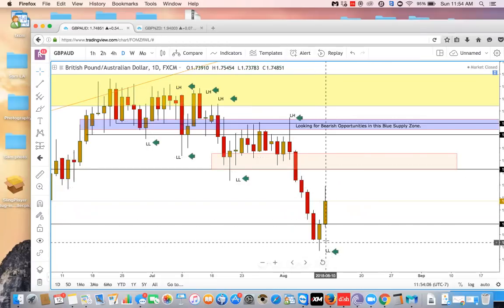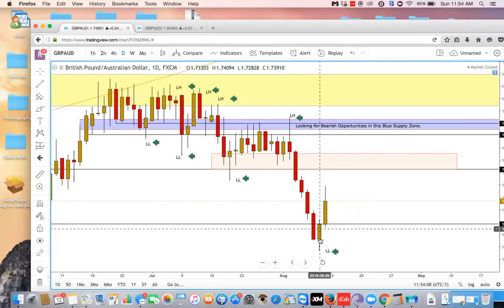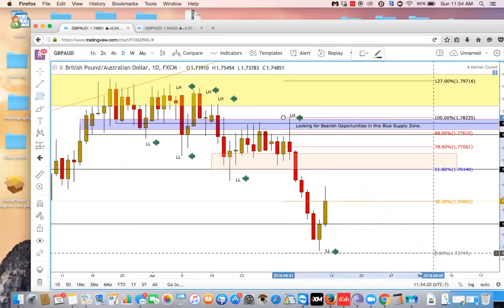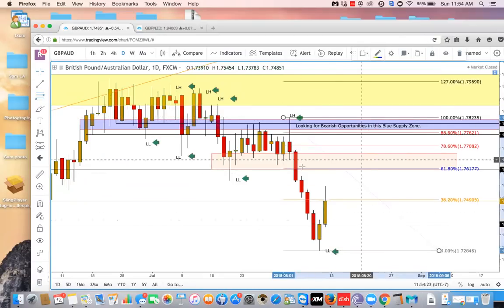So now you can see late last week we have two candles rounding off into support. So now we have a good support area, and now we can redraw our Fibonacci retracement. So now instead of drawing it from this high to this low, we can draw it from this new high to this new low and potentially get retracement points.